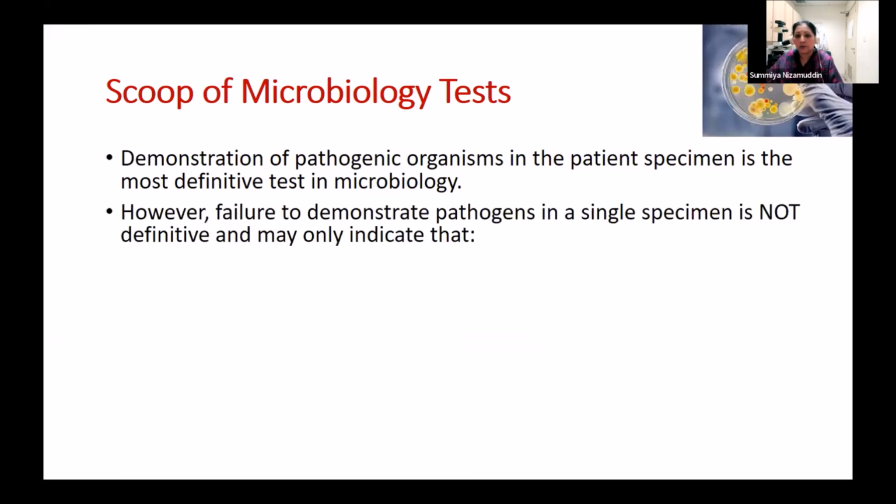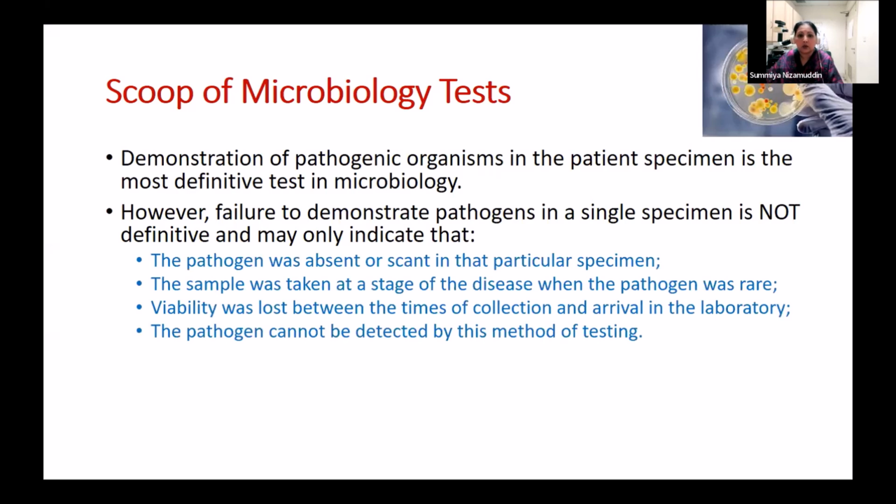But we would also need to know that some pathogens might not be isolated from a microbiological test, and failure to give you a positive result is not definitive. It may indicate that perhaps the pathogen was absent or scant in that particular specimen. Perhaps the sample was taken at a stage of the disease where the pathogen was rare, where perhaps the viability of the pathogen was lost between the time of collection and the arrival in the lab, or the pathogen cannot be detected by this method of testing. So for example, bacteriological cultures will not be able to identify any viruses. So we won't be able to tell you whether this is a viral infection or not.